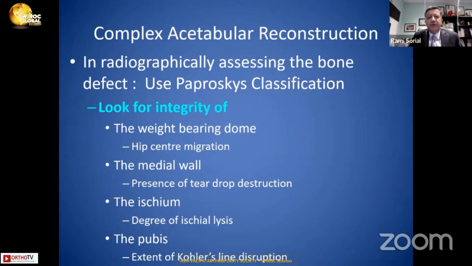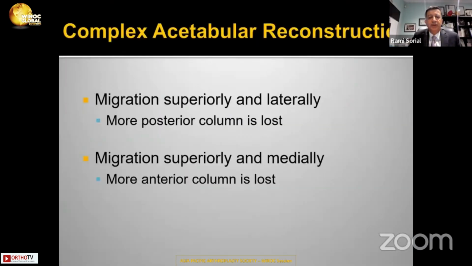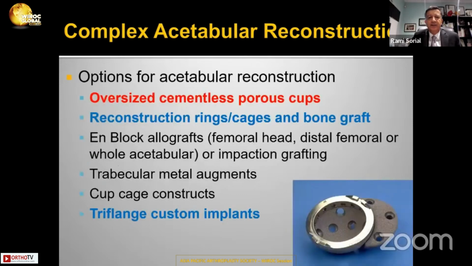Now, you can use Paprosky's classification, which I would recommend, but due to time constraints, I'm not going to run through the details of this. But you should look for the integrity on x-rays of the weight-bearing dome, the medial wall, particularly the ischium and the pubis. These are indicators of the extent of bone loss and the type of reconstruction you're going to need. In principle, if the acetabular component migrates superiorly and laterally, you will lose more of the posterior column. If the acetabular component migrates superiorly and medially, you will lose more of the anterior column.